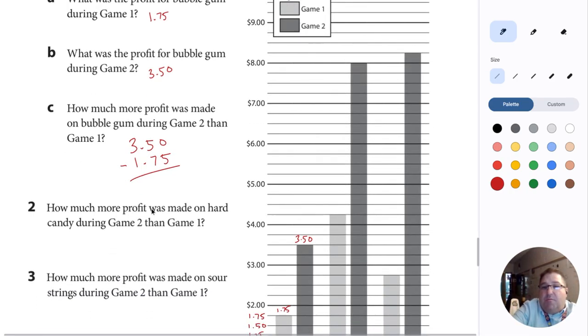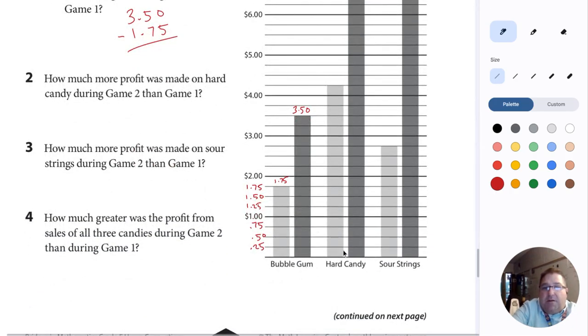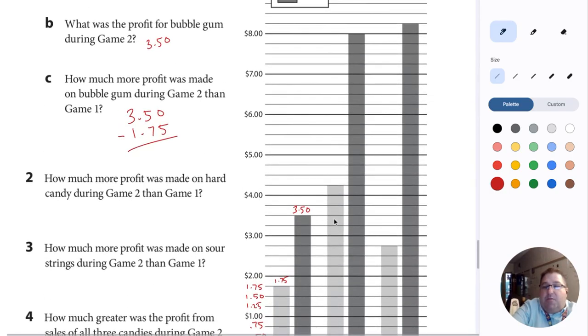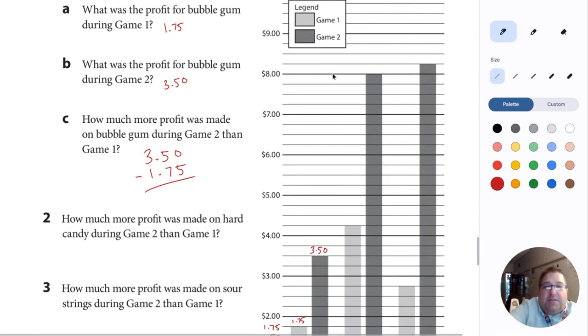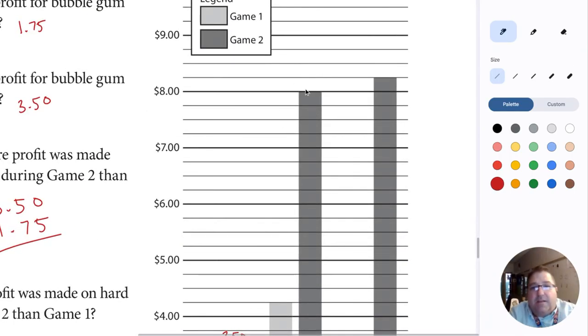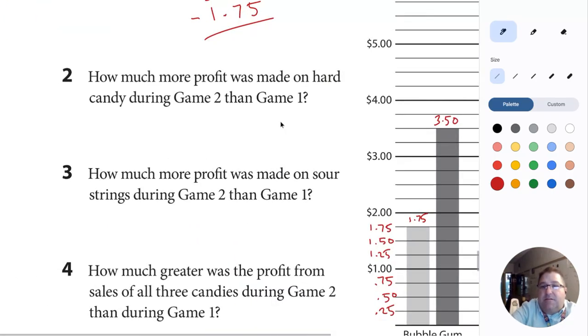Then number 2, how much more profit was made on hard candy during game 2 than game 1? So number 2, we're going right to hard candy. But instead of listing both of them, how much more was made? Well, let's go ahead and finish. We'll kind of fill out this chart a little bit. Let's look at hard candy. For game 2, we can see that was exactly $8. Right, so we made $8 on hard candy. And then how about game 1? $4 and one more quarter, so $4.25. So we can figure out what that difference is.